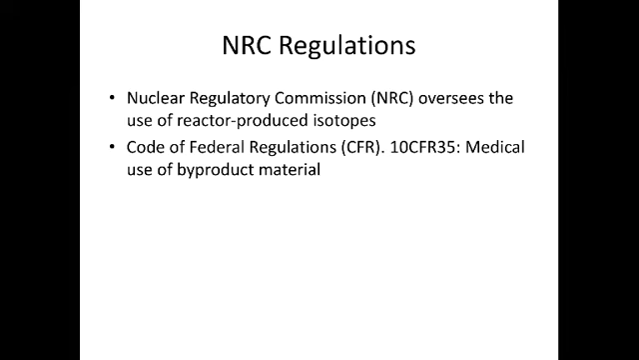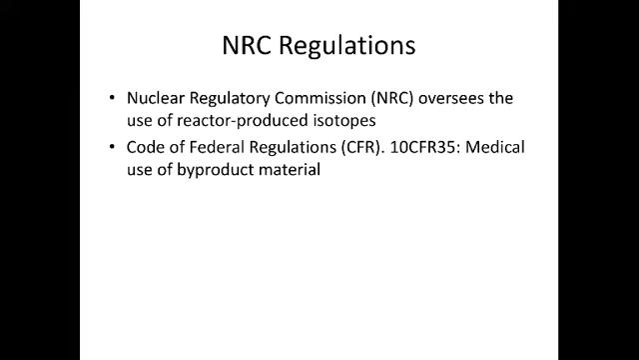All right, so now we're going to talk about some of the safety aspects of this. We're going to talk about regulations from the U.S. perspective. And then we're going to talk about criteria around releasing patients from the hospital who have received radionuclide therapy. In the U.S., it's the Nuclear Regulatory Commission, the NRC, that oversees the use of isotopes that are produced in nuclear reactors. This is codified in the Code of Federal Regulations, CFR, and here's a citation, which is important, 10 CFR 35 for the medical use of byproducts.